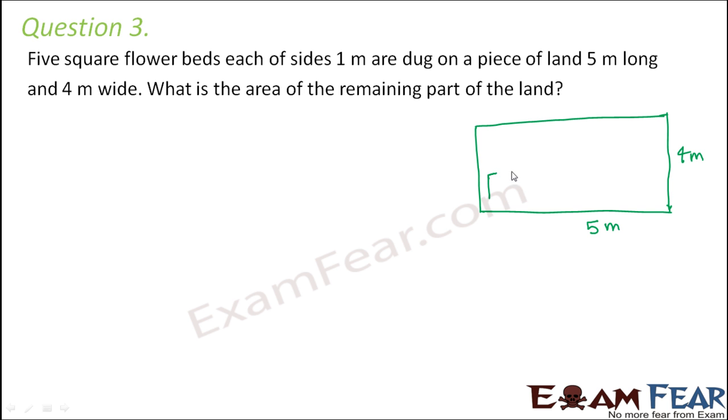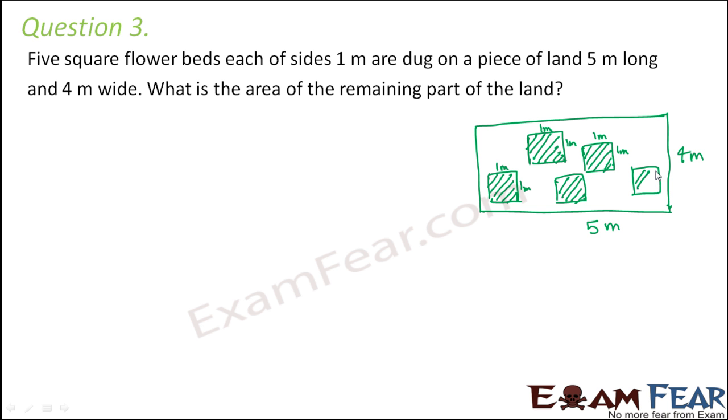Nothing is mentioned about where they have been dug. So let's say that in this fashion there are 5 flower beds which have been dug, such that each square bed has a side of 1 meter. This is 1 meter, this is also 1 meter, similarly for the others. We have to find out the area of the remaining part of the land. For that we need to find out the total area of all these 5 flower beds, and then we subtract the area of these 5 flower beds from the total area of the land.